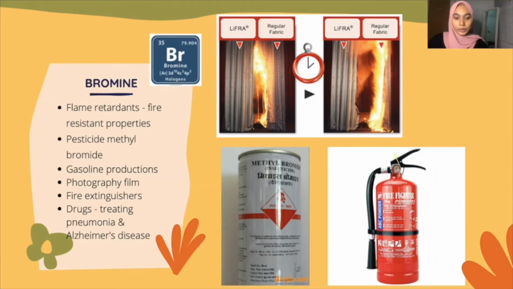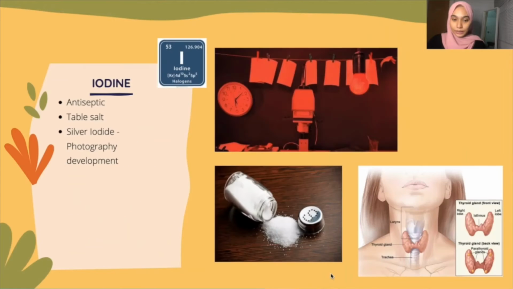Next, bromine is also used in gasoline production and photography film, in the content of fire extinguishers, as well as in drugs for treating pneumonia and Alzheimer's disease. Next, the fourth element of halogen that I'm going to introduce is iodine. So the first application of iodine is as an antiseptic.